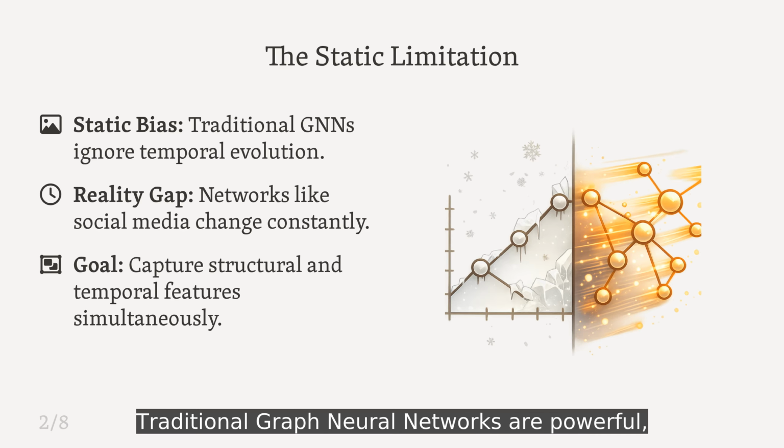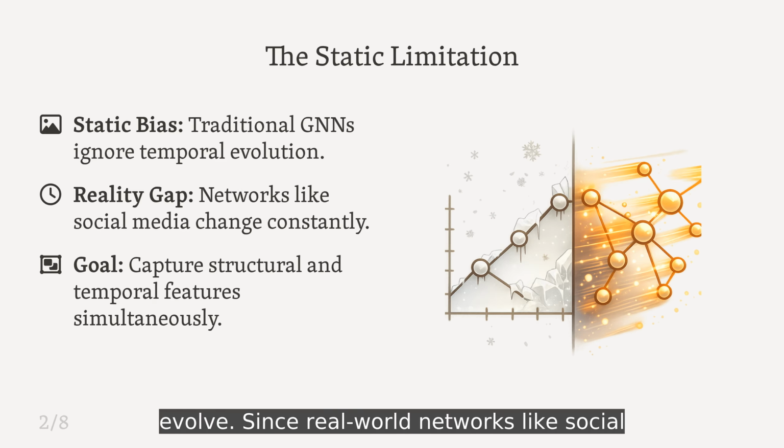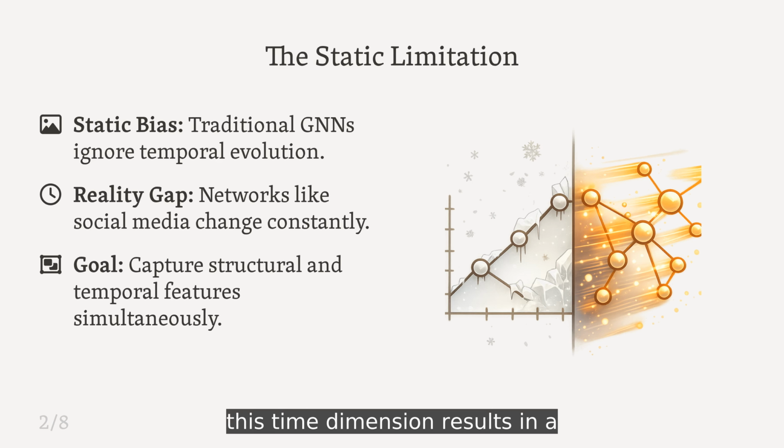Traditional graph neural networks are powerful, but they typically treat data as a frozen snapshot, ignoring how systems evolve. Since real-world networks like social media or biological systems are constantly changing, the authors argue that ignoring this time dimension results in a significant loss of critical information.